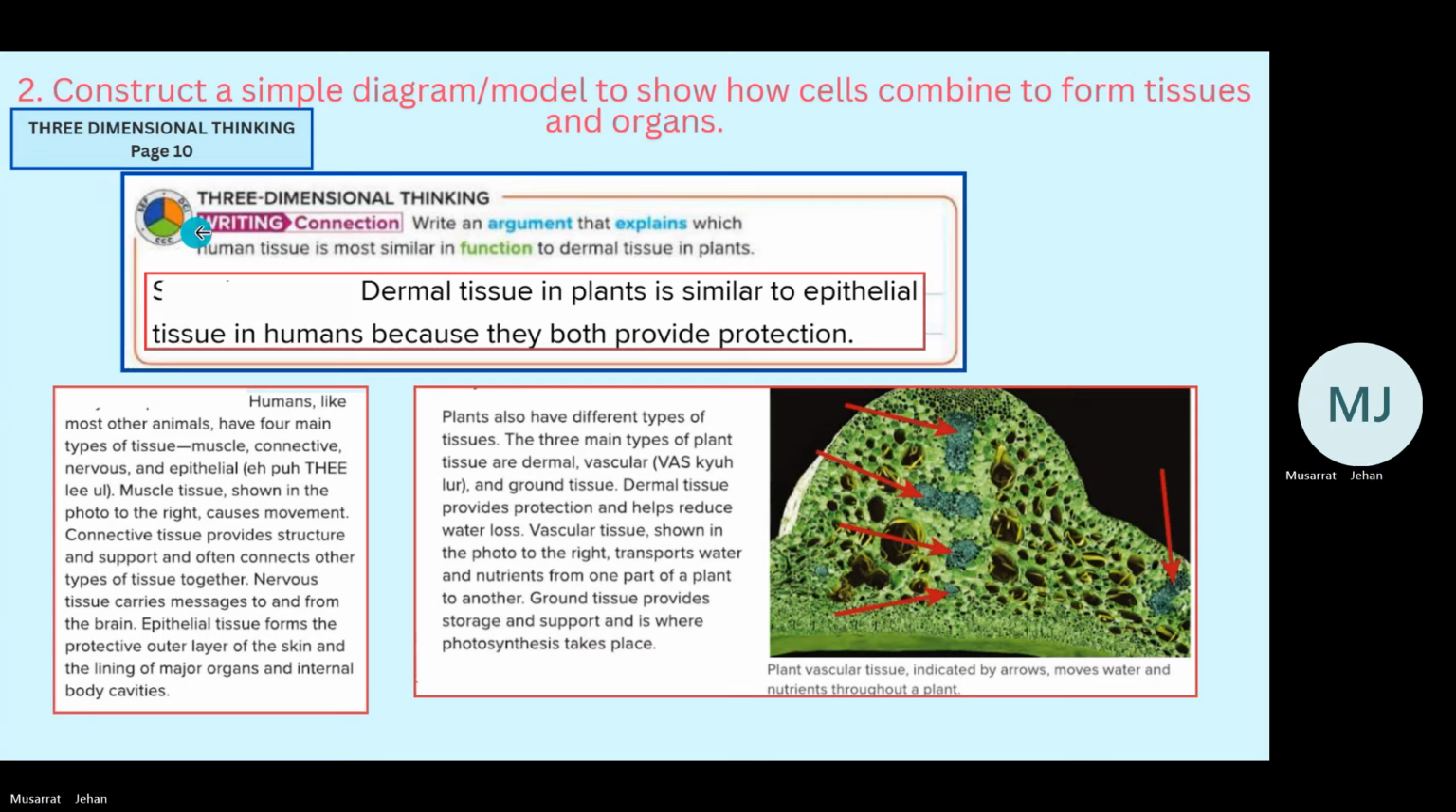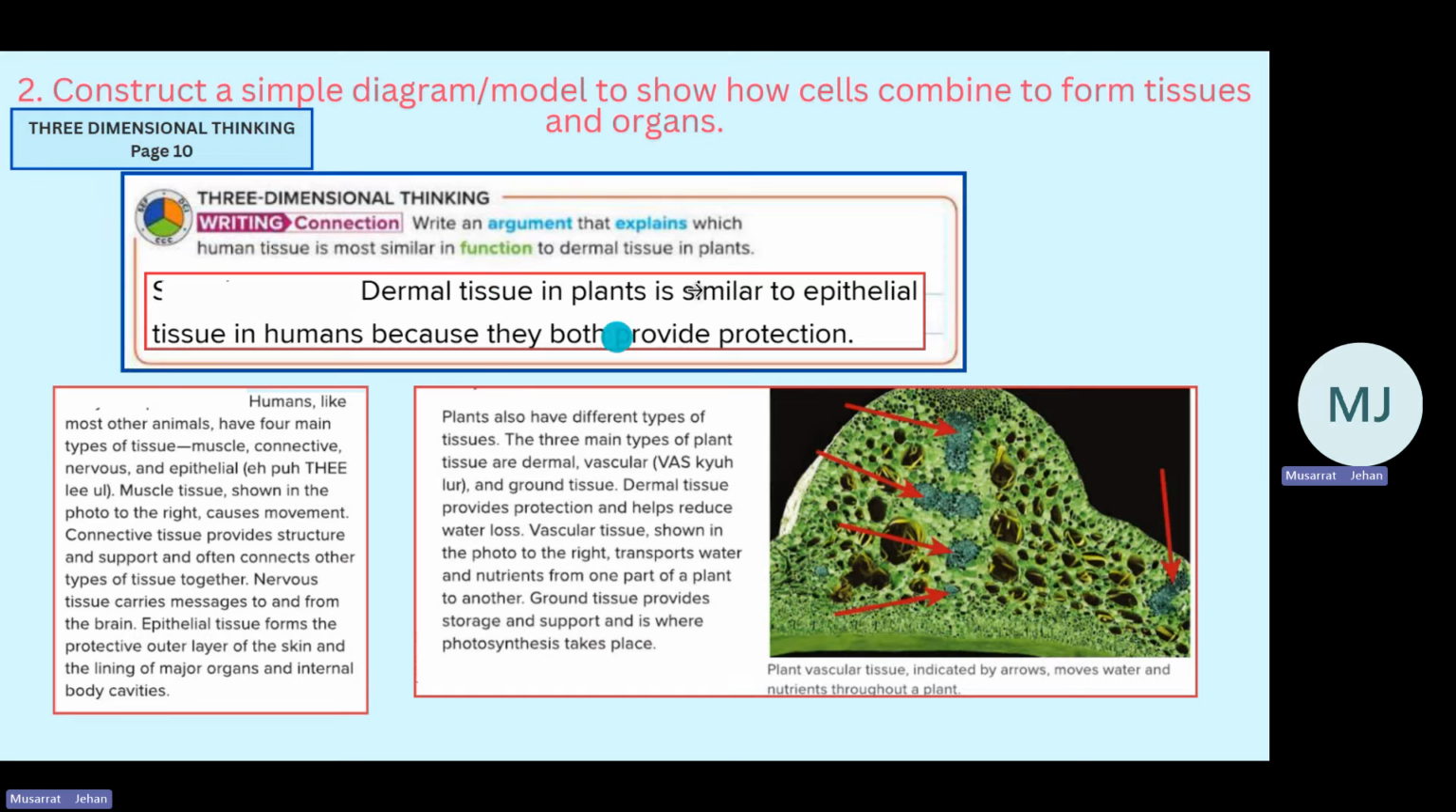Now this question is related to the tissues found in plants and animals. It says here 3-dimensional thinking on page 10. So if you go to page 10, you will find this question there. And it says, write an argument that explains which human tissue is most similar in function to dermal tissue in plants.